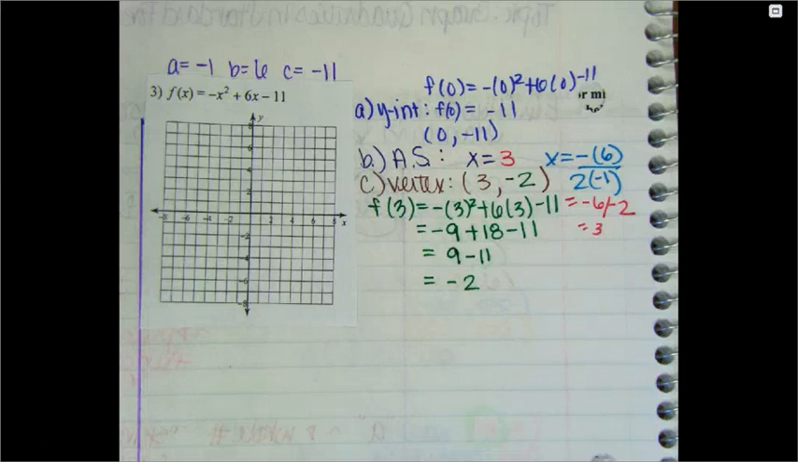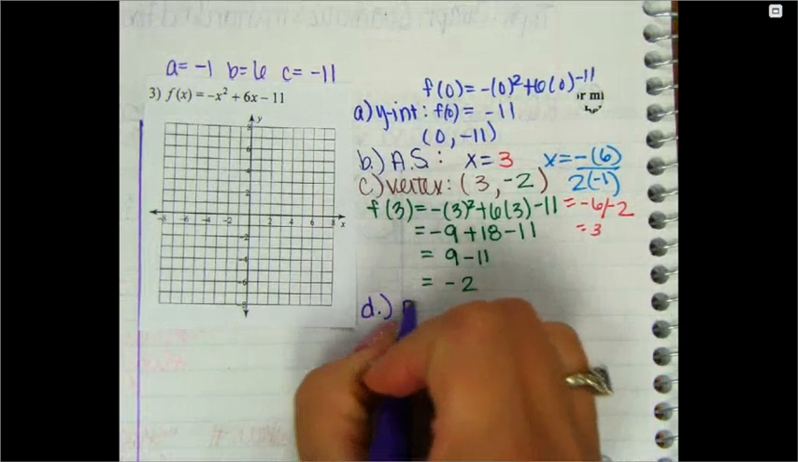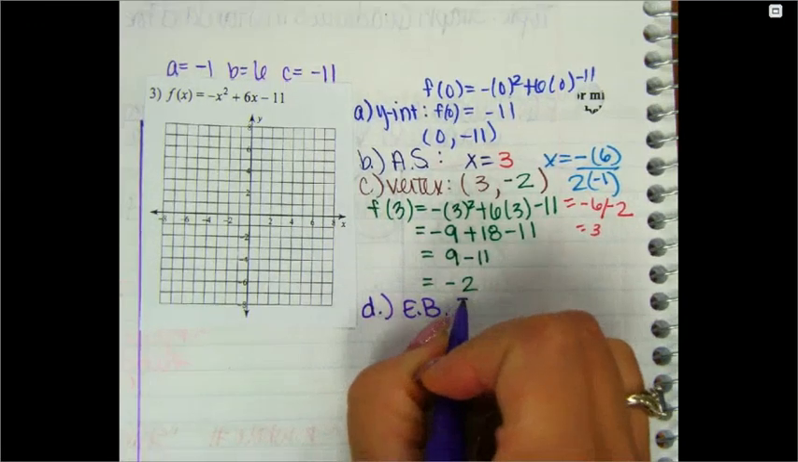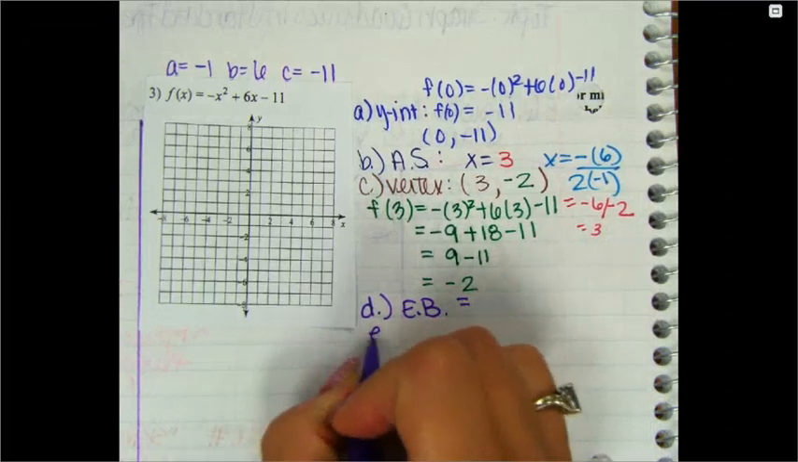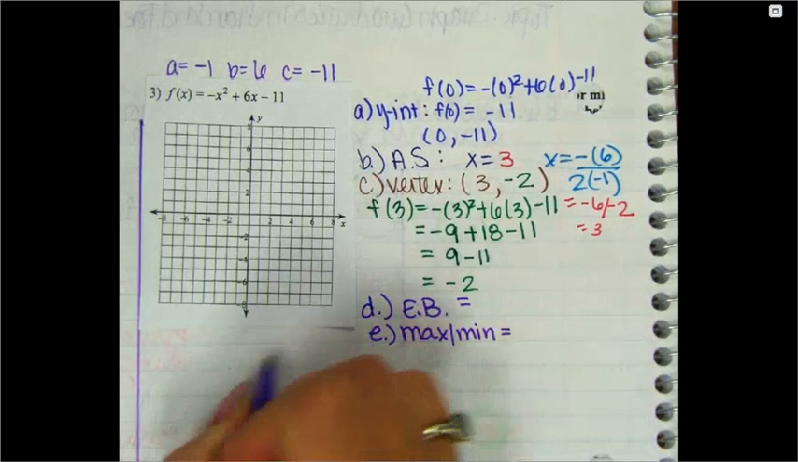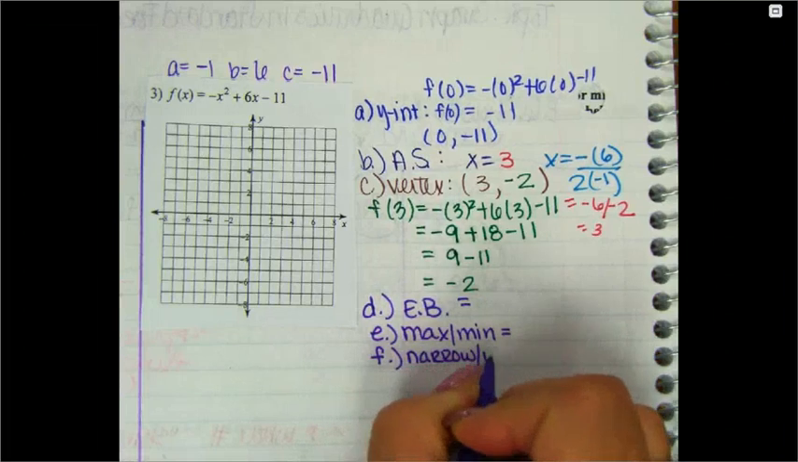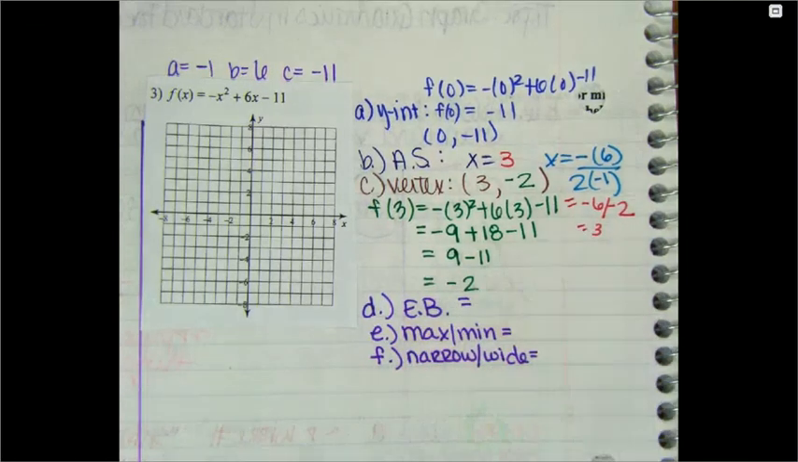Good? All right, you should be able to do D, E, and F. D is end behavior. E is max or min. F is narrow or wide. So you should be able to do all 3 of those based on what letter up there? A.